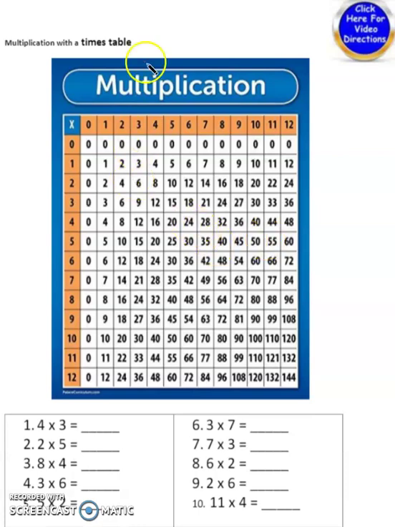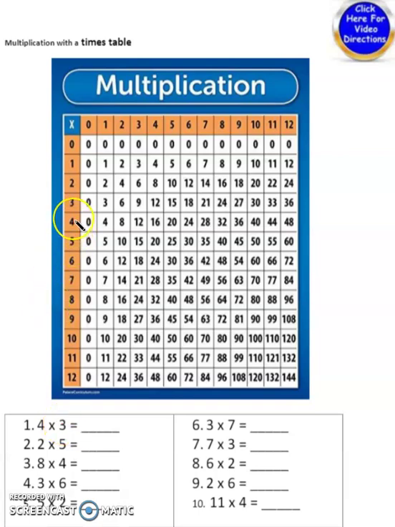In today's lesson, we're going to learn how to use a multiplication table to solve simple multiplication facts. Let's start with problem number 1. 4 times 3. 4 groups of 3.